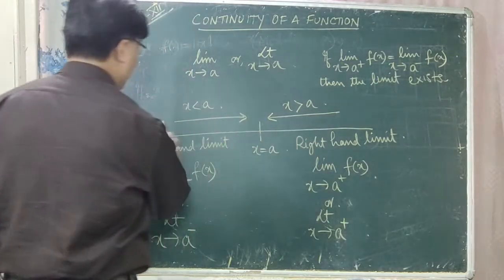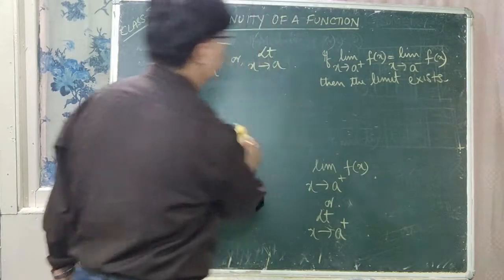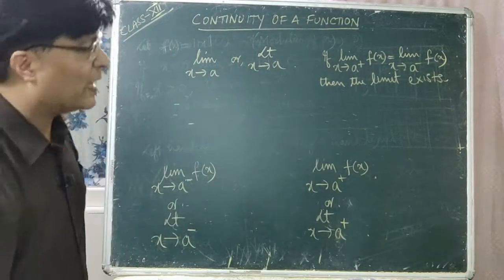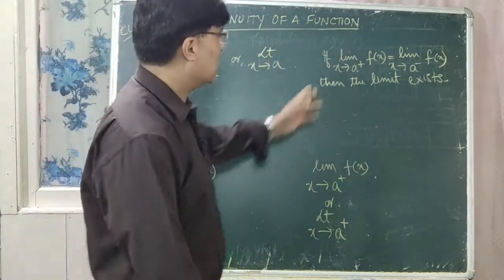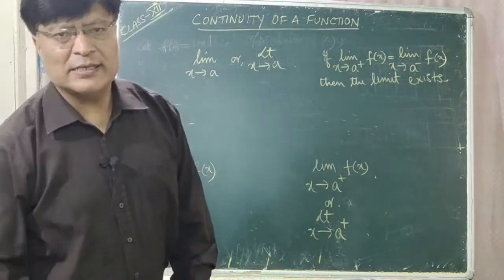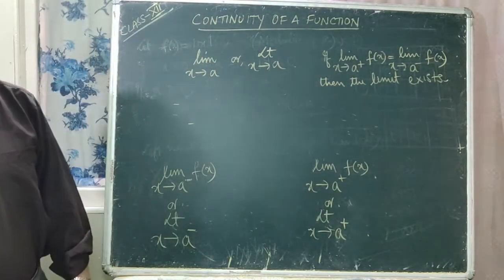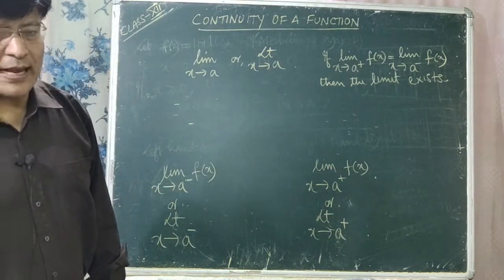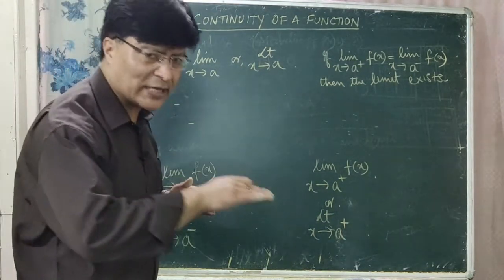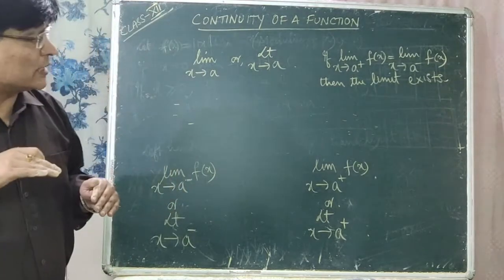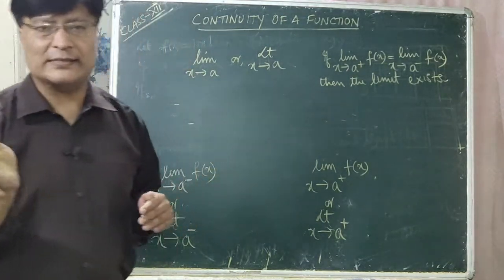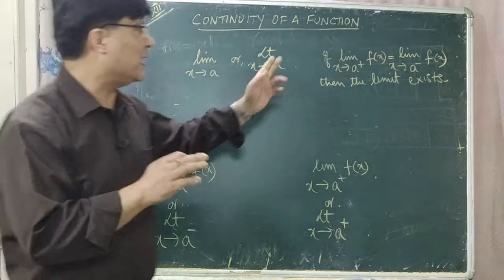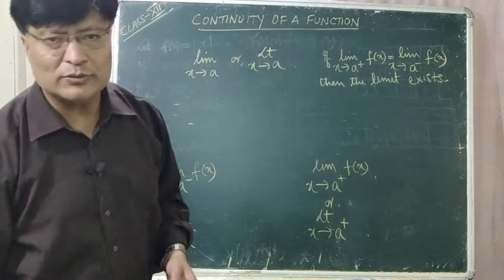So now, for the continuity of a function, you have to get the value for f of x. Now in this case, x tends to a plus, x tends to a minus means x exactly not equal to a. Either it is approaching towards a from the right hand side, or it is approaching towards a from the left hand side. Okay, but x exactly not equal to a.